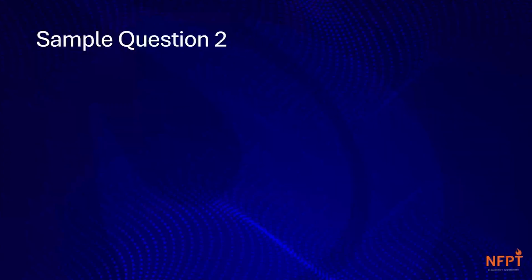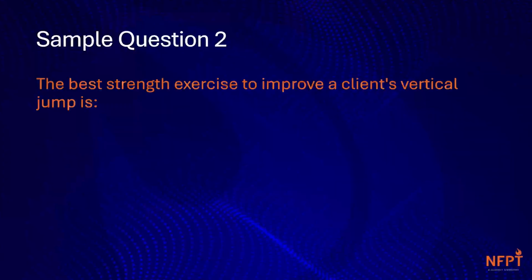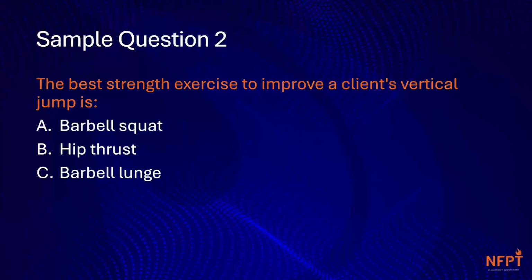Let's check out another sample test question. The best strength exercise to improve a client's vertical jump is A, barbell squat, B, hip thrust, C, barbell lunge, or D, a push press.